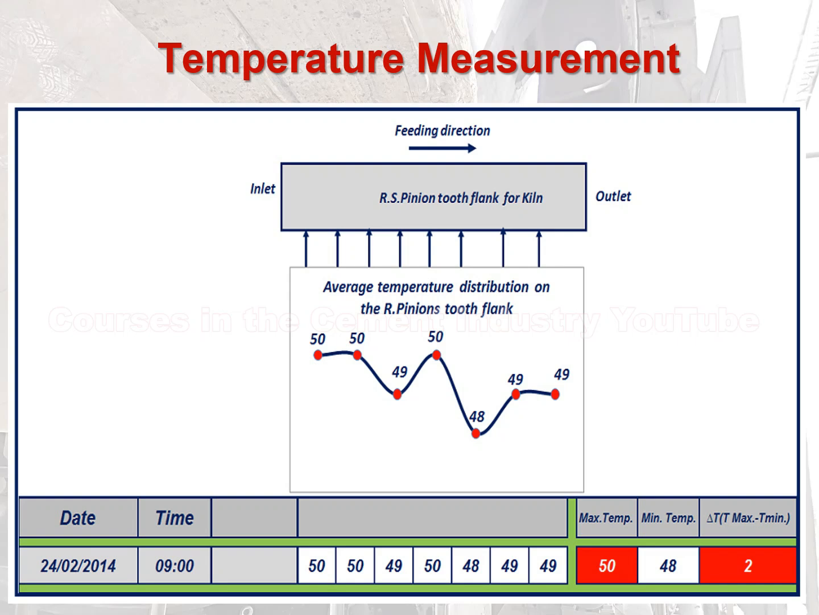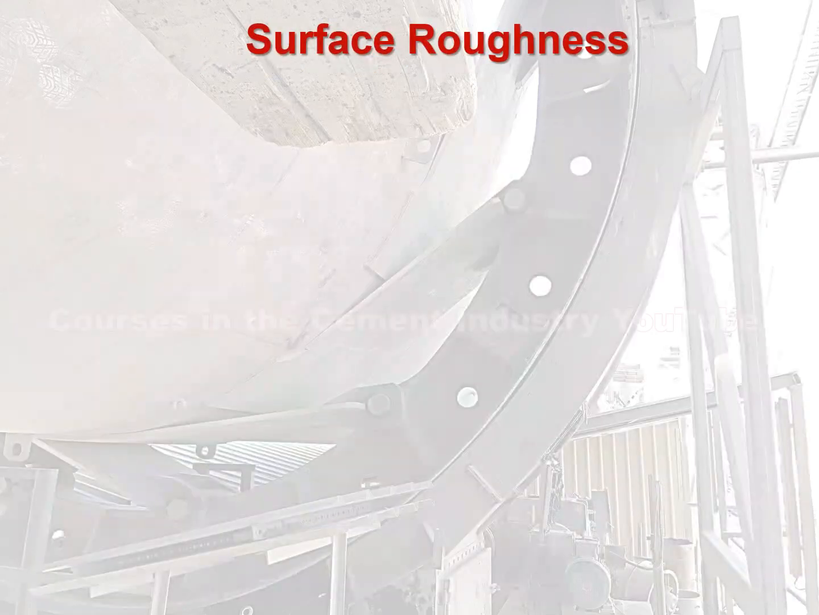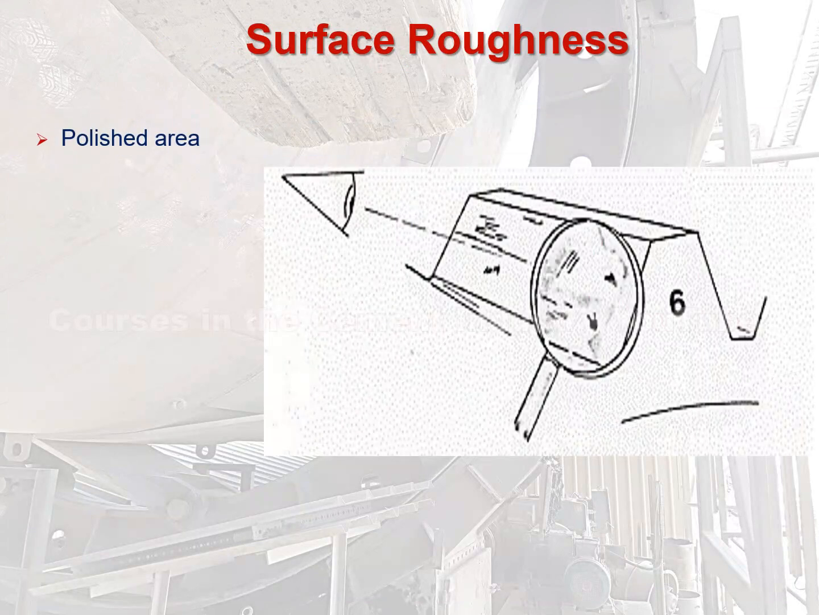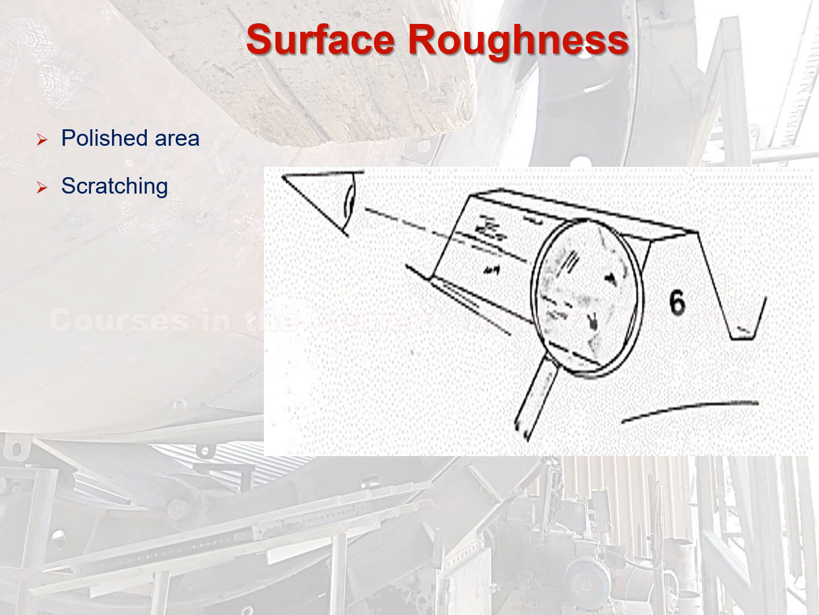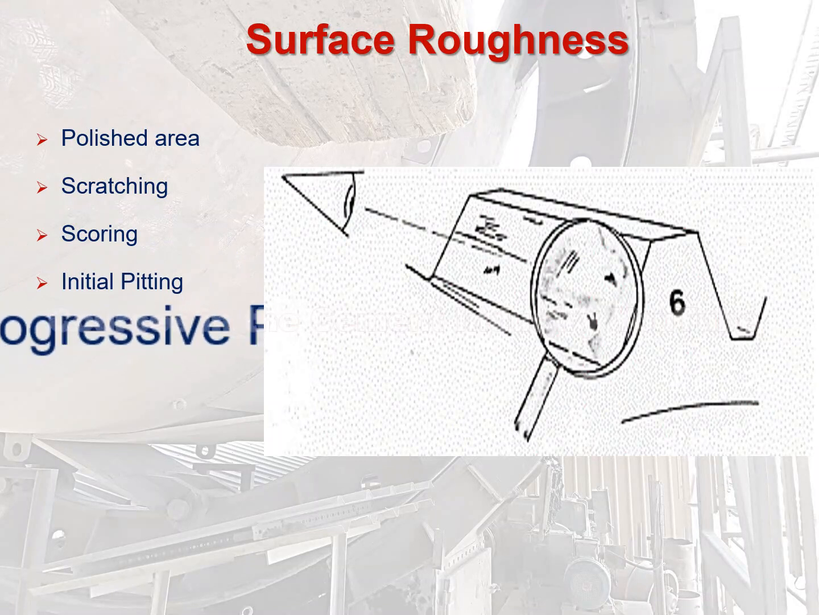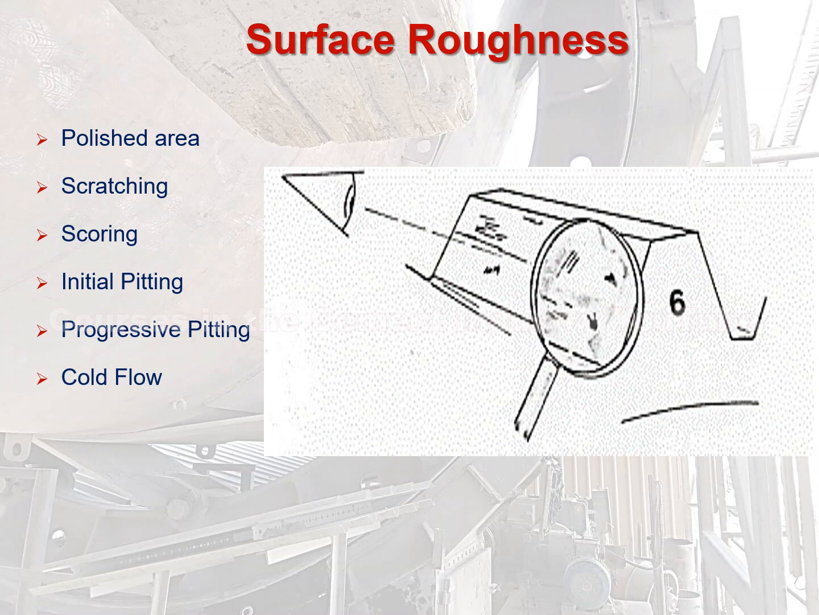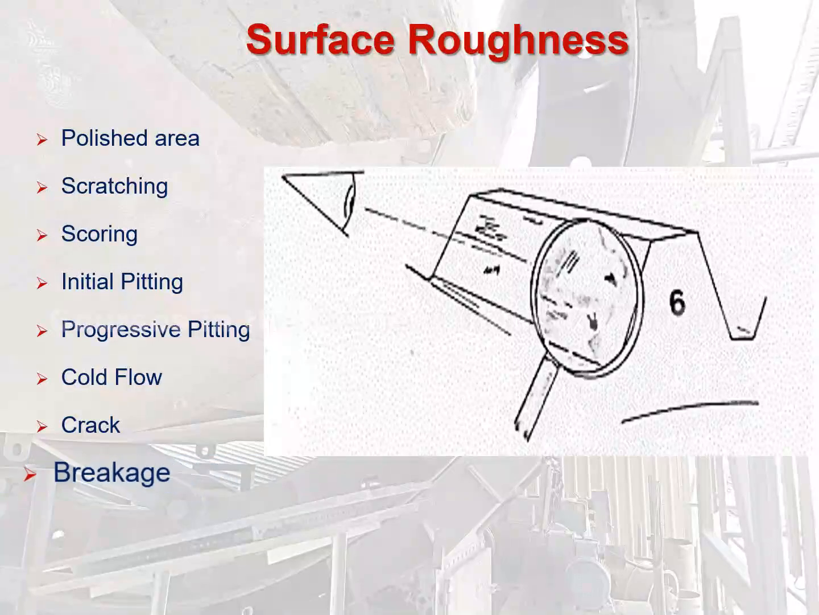Surface roughness. 1. Polished area. 2. Scratching. 3. Scoring. 4. Initial pitting. 5. Progressive pitting. 6. Cold flow. 7. Crack. 8. Breakage.